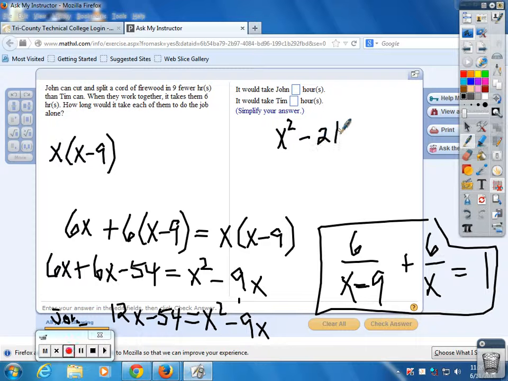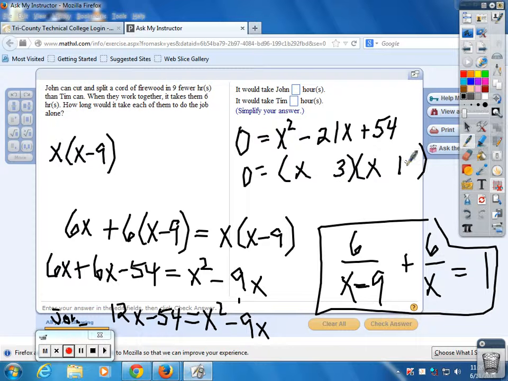21. Minus 54 would be plus 54 is equal to 0. And we had a funny 3 and 18, something like that. 0 is equal to x, 3, 18, be a negative and a negative. So that'd give you a 3 and an 18. And we got 2 possible answers.